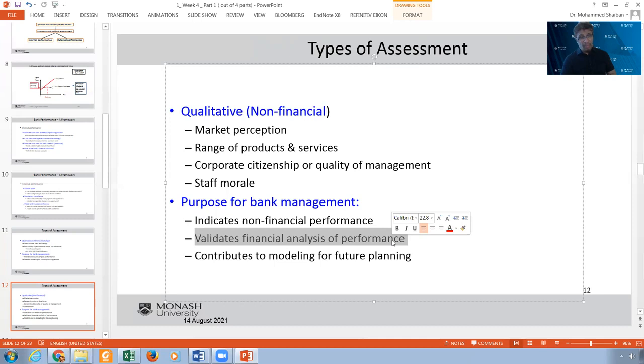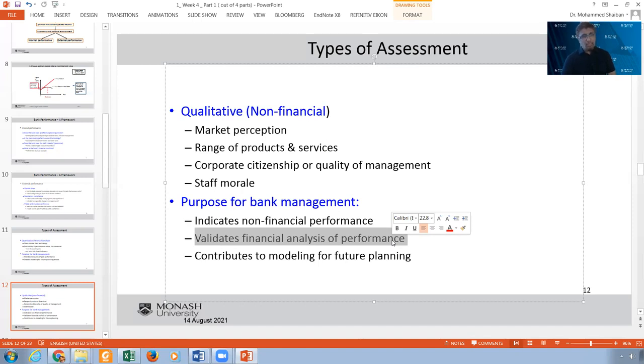If they are making huge profits, that means their market perception is good. If the share price is just hiking and jumping, that means they are very well in market perception. They have good products and services, and they are good in corporate citizenship. But if it is completely the opposite, then questions come to the picture.